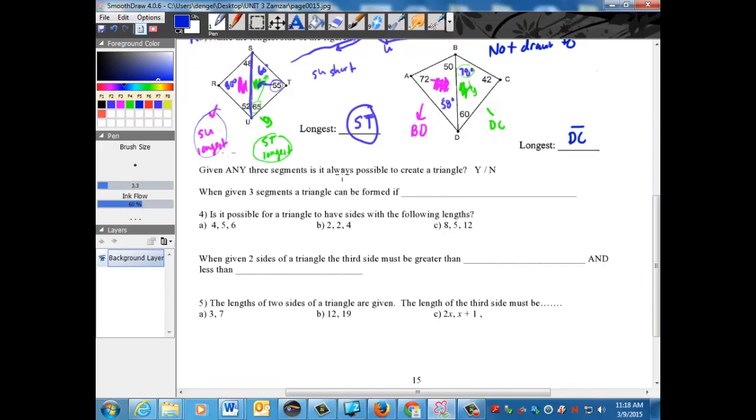Next, given any three segments, is it always possible to create a triangle? No, this goes back to our 1, 2, and 20. This is not possible. It will not exist. When given three segments, a triangle can be formed if we want to say one side is less than the sum of the other two sides.